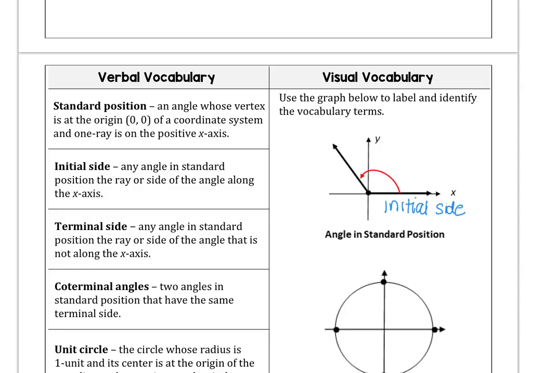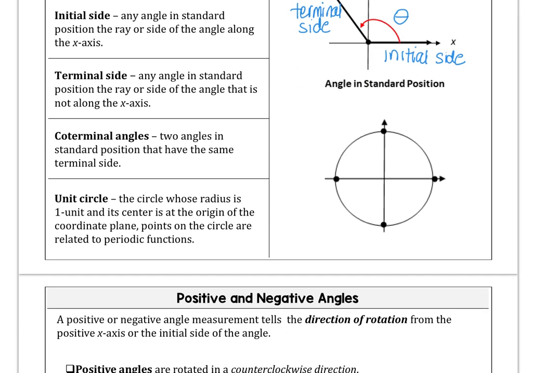So we have the initial side and the terminal side. We're going to label that the terminal side. We usually use theta or alpha or beta. The Greek letters alpha, beta, and theta are usually used to label our angles. So this is an angle in standard position. And then the last bit of vocabulary, coterminal angles, that's when two angles in standard position have the same terminal side.